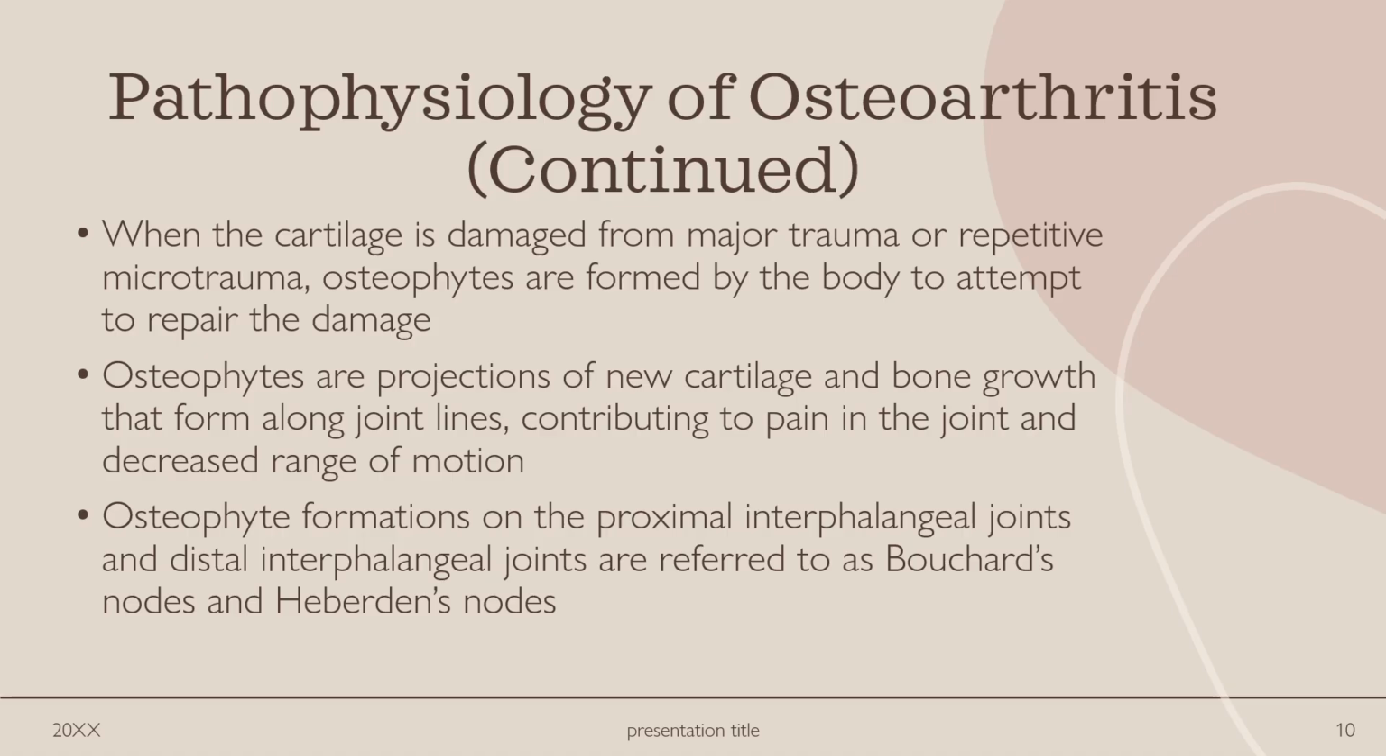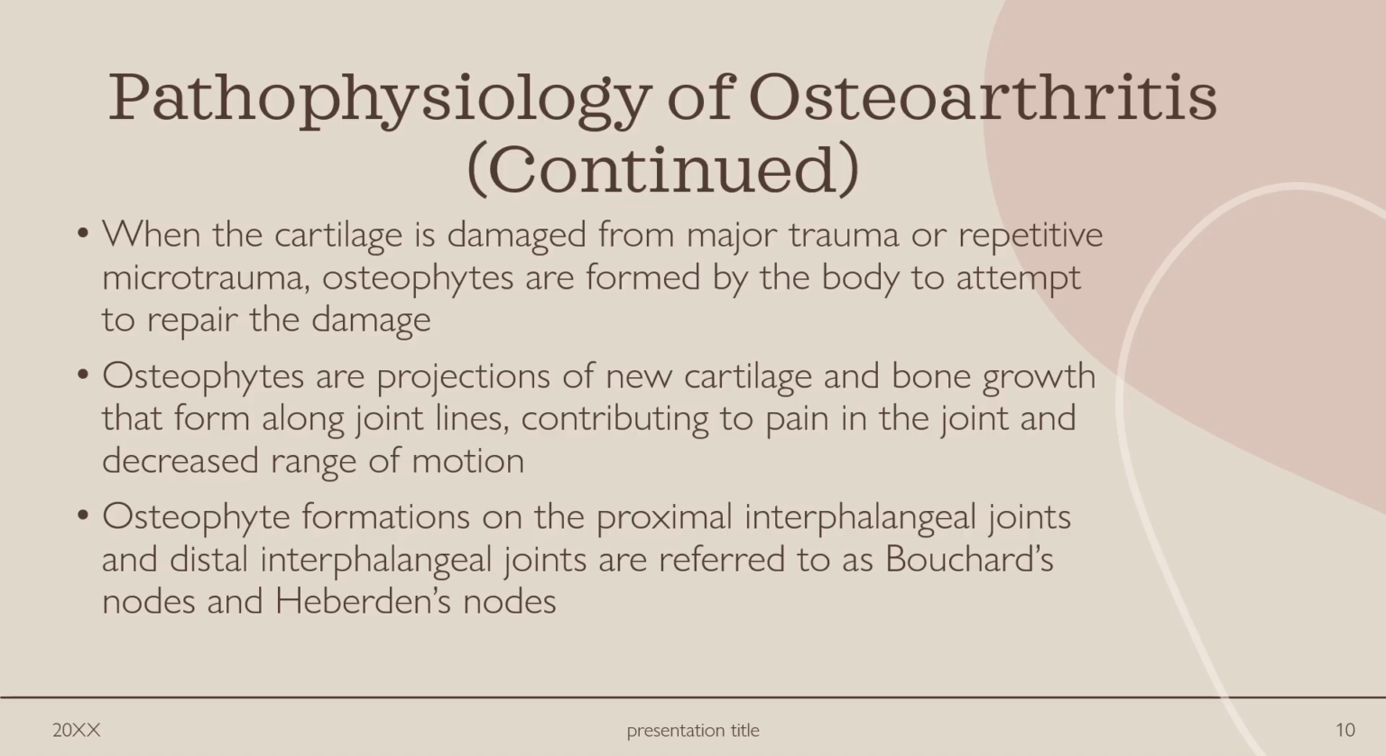So when the cartilage is damaged from major trauma or repetitive micro trauma, again, those repetitive motions, osteophytes are formed by the body to attempt to repair the damage. So the body is going to want to try and fix the problem, but it will not be able to. Osteophytes are projections of new cartilage and bone growth that will form along joint lines, and this will contribute to pain in the joint and then decreased range of motion.